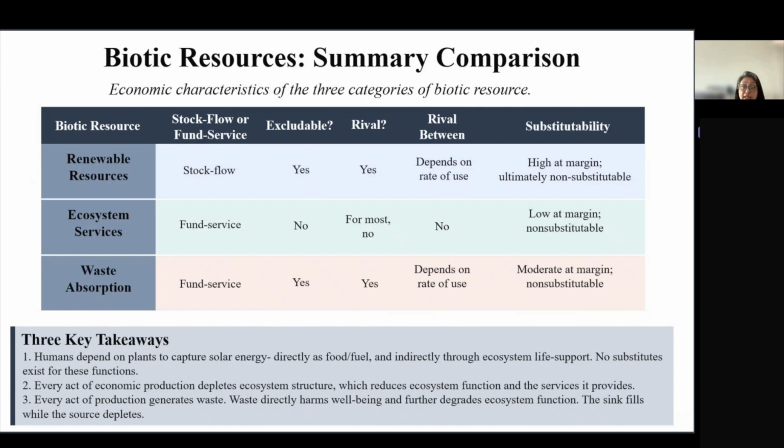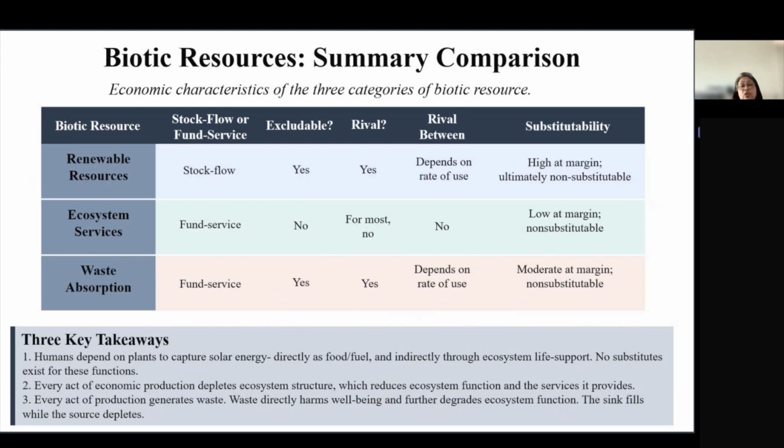So the three key takeaways that tie all of this together: first, humans depend entirely on plants to capture solar energy. You and I cannot capture it the way plants do, directly as food and fuel, and indirectly through the ecosystem life support that plants generate. No substitute actually exists for these functions at a plausible rate.